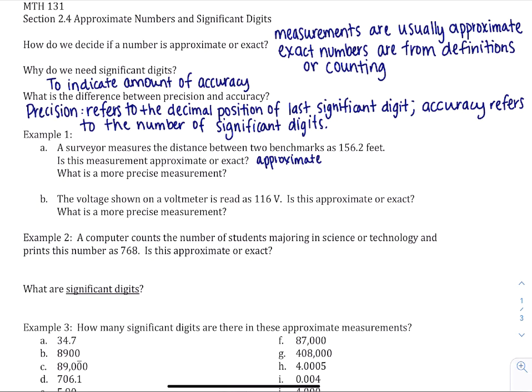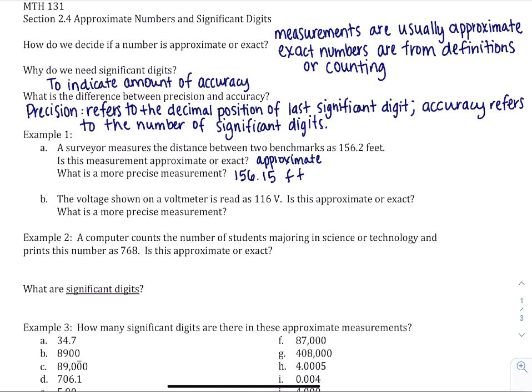Now, if we wanted to be more precise, then that just means that we would want to have more digits. Precision is letting us know what the position of the last significant digit would be, and so a more precise calculation would be something like 156.15 feet. If you were to get a potentially more expensive tool that could measure a little more precisely, that just means that it would get more decimals in the answer.